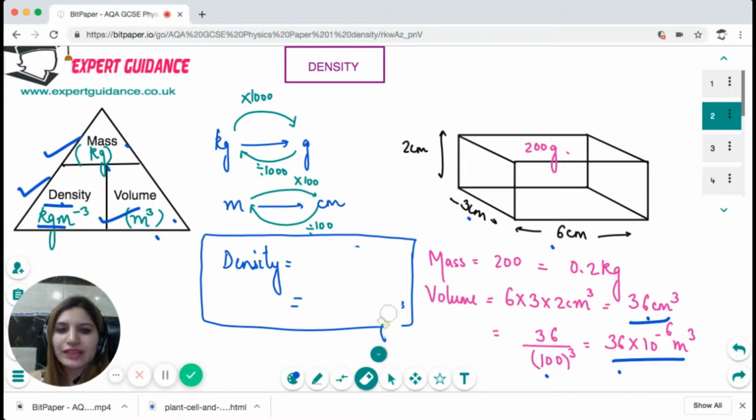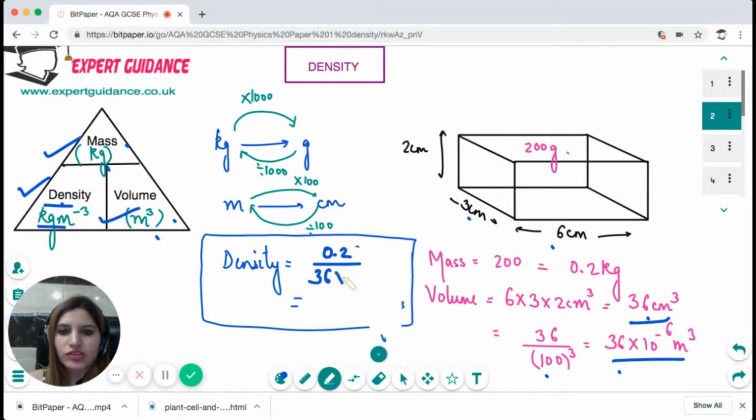So to find the density of this substance, we will be doing mass over volume. So it is 0.2 kilograms divided by the volume, which is 36 times 10 to the power minus 6. And when we do that, we will get the answer as 5.5 times 10 to the power 3 kilograms per meter cubed.